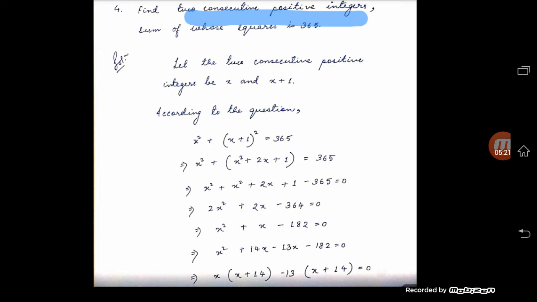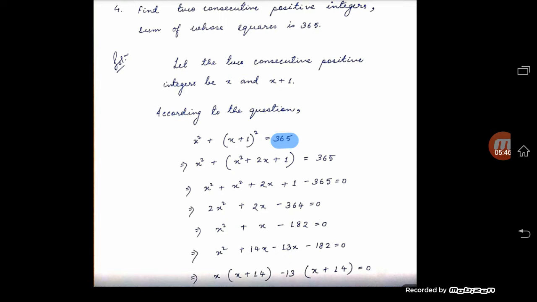Assume them as x and x plus 1. Since both are consecutive, if one is x, the other will be x plus 1. Now we put the next condition. Sum of the squares of both these integers is 365. That means x square plus (x plus 1) whole square equal to 365.